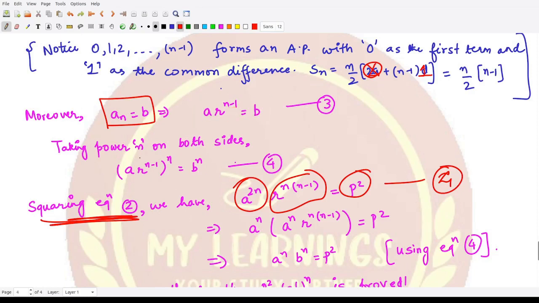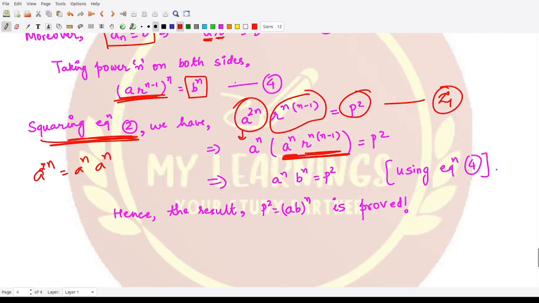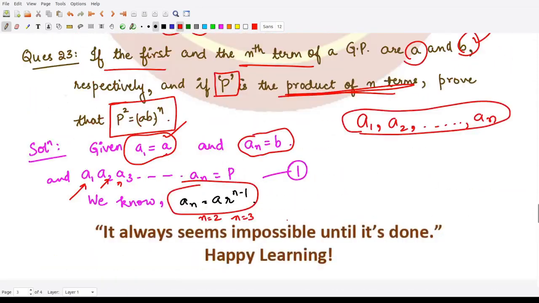So what do you have? You would have a raised to power n, r raised to power n into (n minus 1), that is equal to b raised to power n. So you can clearly see, you can break this a raised to power 2n as a raised to power n into a raised to power n. This is what I have done. And now you see a raised to power n, r raised to power n into (n minus 1). This is the same thing as b raised to power n. So instead of writing this, you may directly write b raised to power n. So clubbing these two terms together, you can write it as (ab) raised to power n, that is equal to P square. And this is what we wanted to prove here in this question.